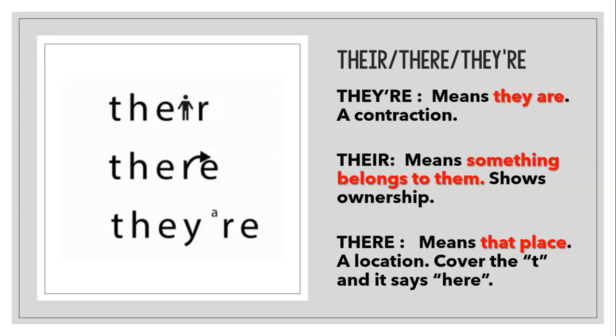There with an H-E-R-E means that place. It's a location. One cool trick for this word is that if you cover up the T at the beginning, it says here. So you can always remember that it's a place. That's the place word, because if you cover up the T, it says here. Are you going there after school? Pause the video if you need more time to fill in the notes.